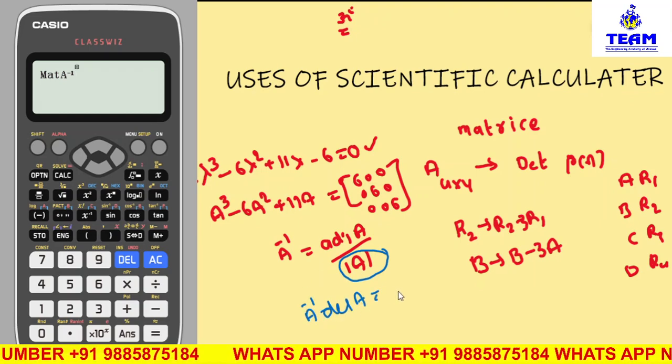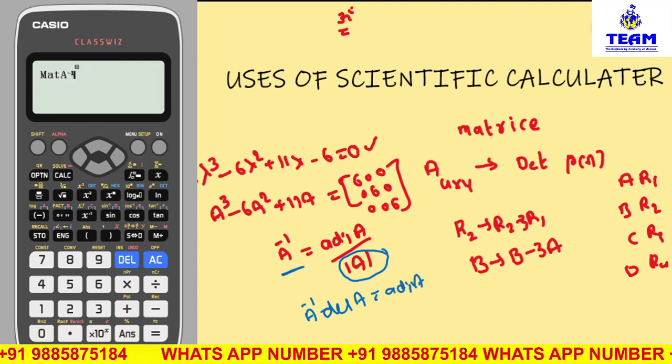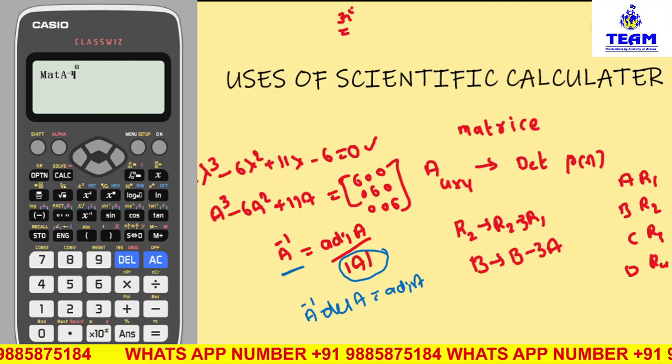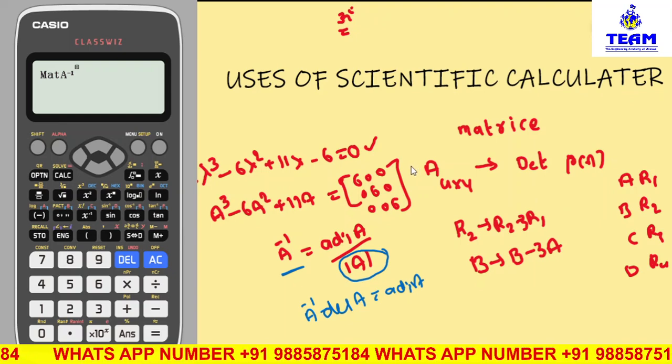A inverse into det A gives what? Adjoint A. So you can find out A inverse also. Yes or no? Are you clear? Right. Next, by using the matrices, what can we find out?